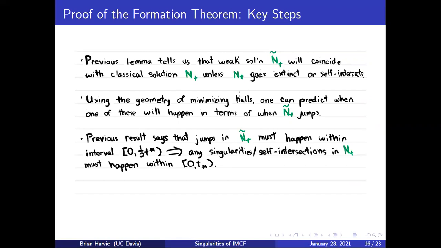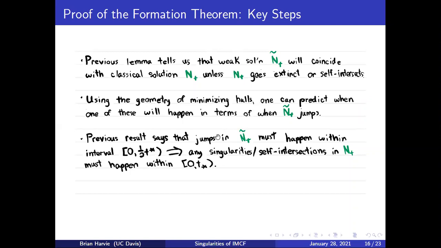Now, what you can do using the geometry of minimizing hulls is you can basically predict how long it will take for an intersection or finite time extinction to happen in terms of the time that N tilde of t jumps. So if N tilde of t, say, jumps at the time 1/2 t star, that will tell you that the imminent singularity or self-intersection will happen by the time t star. And this is the key to proving the main theorem on formation.